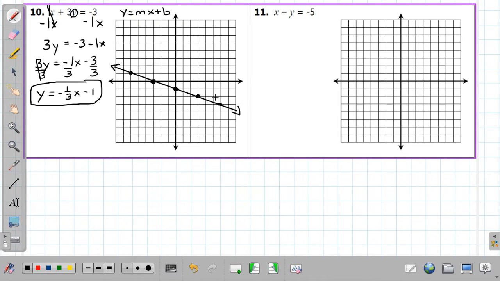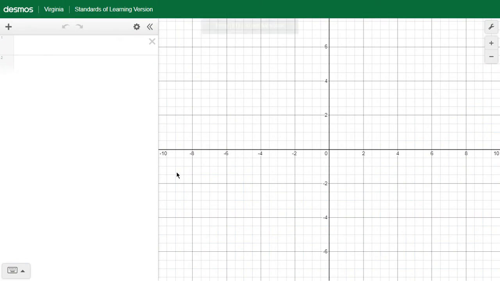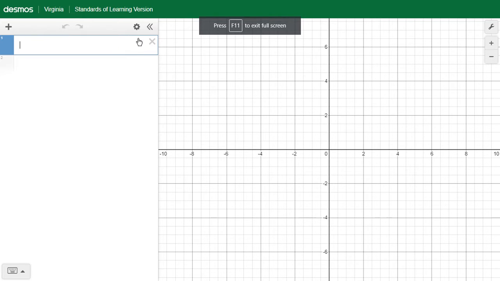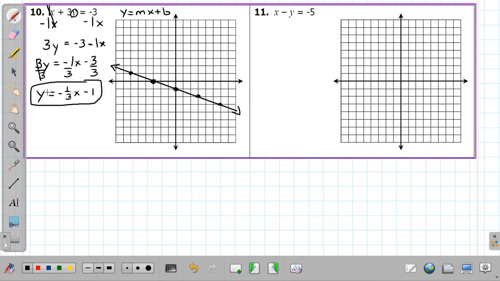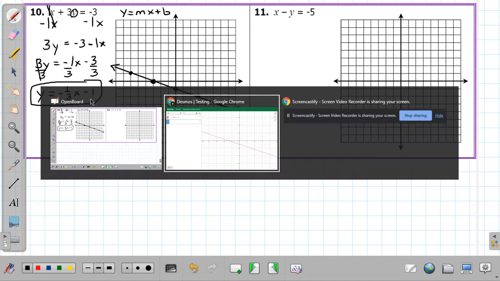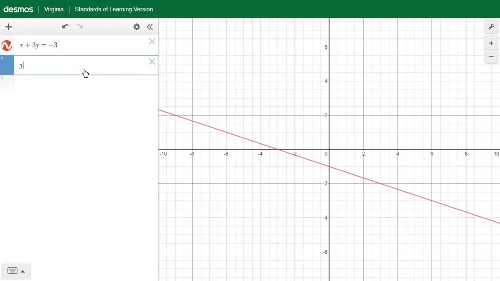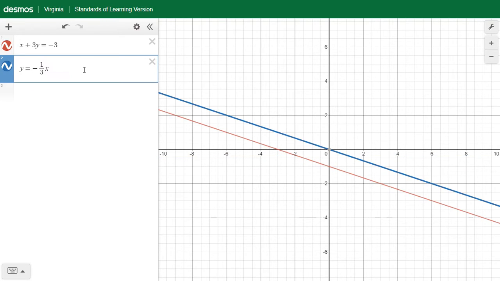I do want to point out that you have the Desmos calculator you can use. Just to show you really quickly, I'm going to plot both of these lines. We have x plus 3y equals negative 3. And then the other one that we solved for was y is equal to negative 1/3 x minus 1.